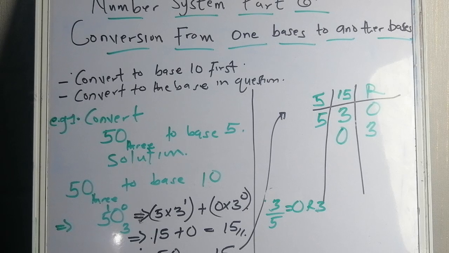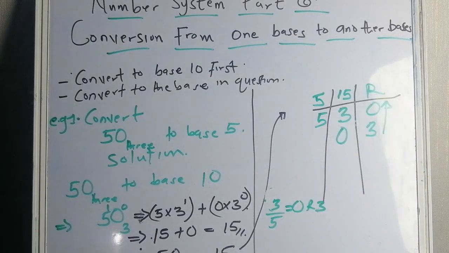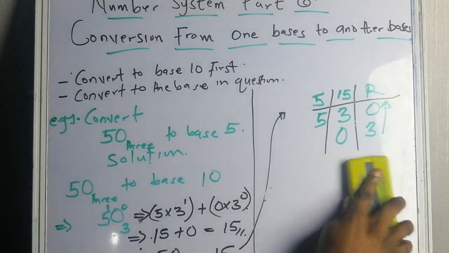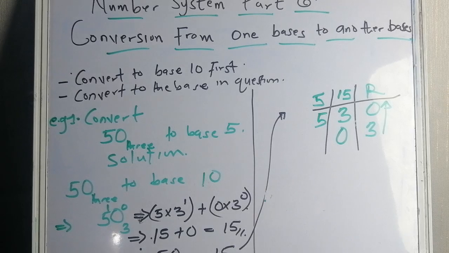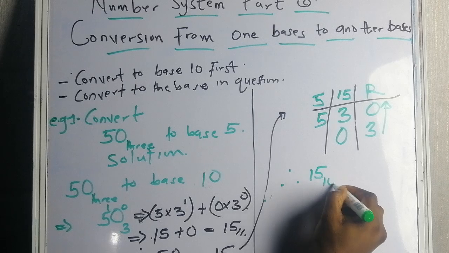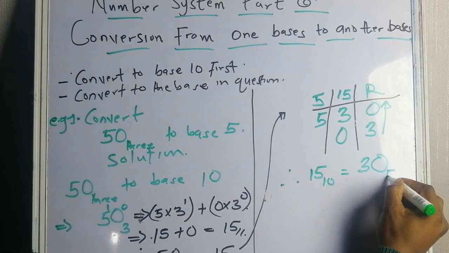So it means that you are done with that division, like the way we did in part 5, the way we did in part 4. So please go through them, okay, so that you can understand what I'm trying to say. So you start your counting from the bottom to the top. So you can see that this is a very simple conversion from one base to another base. Okay, so here it means therefore 15 in base 10 is equal to what? 30 in what? In base 5.